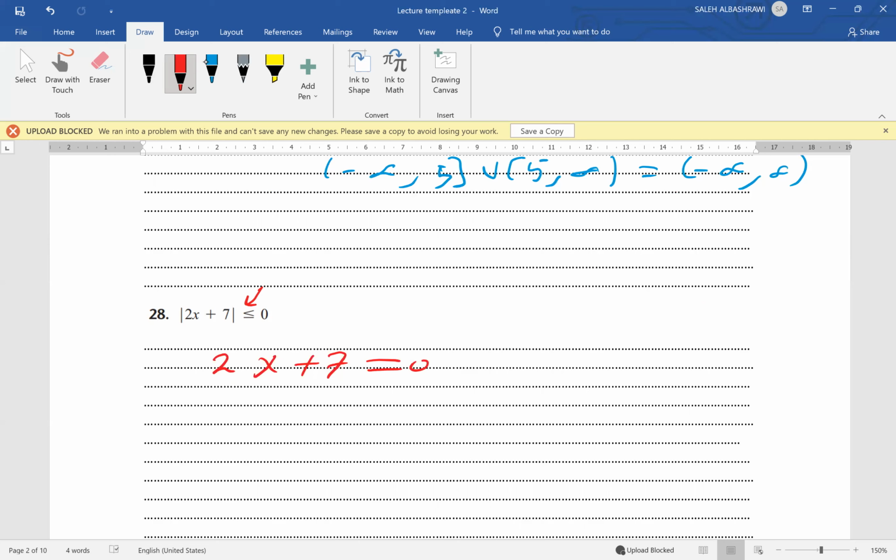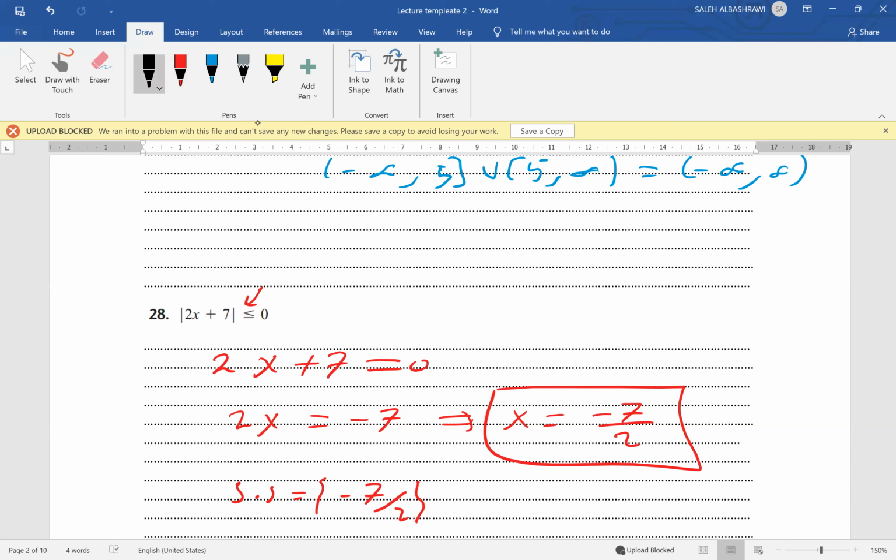So I have an equation in this case, I will have 2x plus 7 equal to 0, or 2x equal to minus 7. This will give me x equal to minus 7 over 2. So the only solution for this one is minus 7 over 2. It has a single value solution equal to minus 7 over 2.